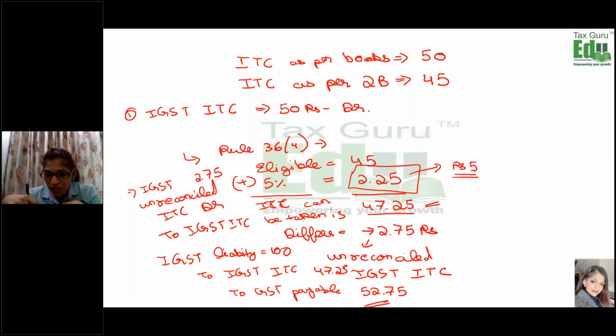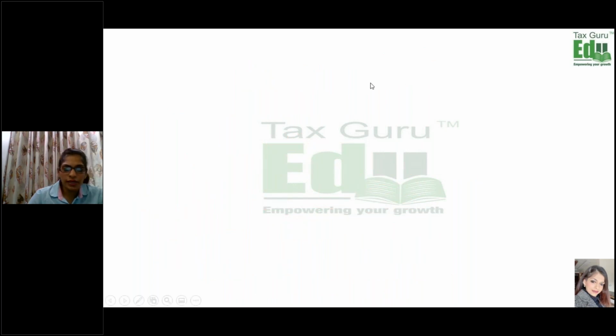Because of this applicability of rule 36(4), now your reconciliations have become a little bit tiresome. You have to do all these reconciliations: when what amount was taken, what amount was left, and when the amount left is taken. So you have to do all these reconciliations properly. Okay, so let's move ahead now.